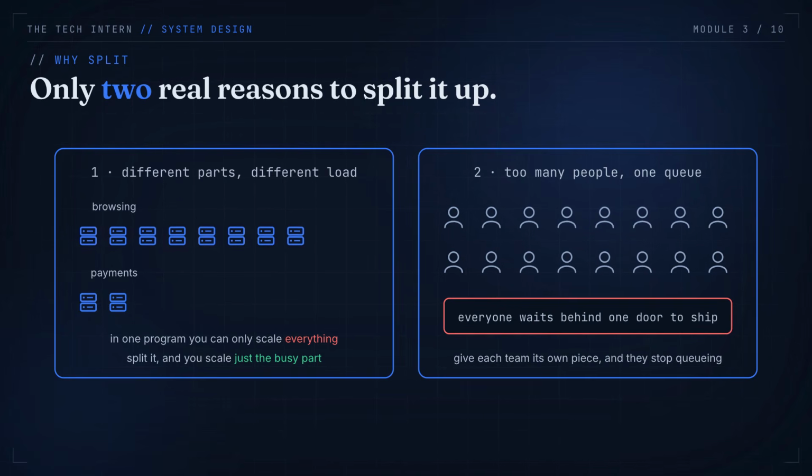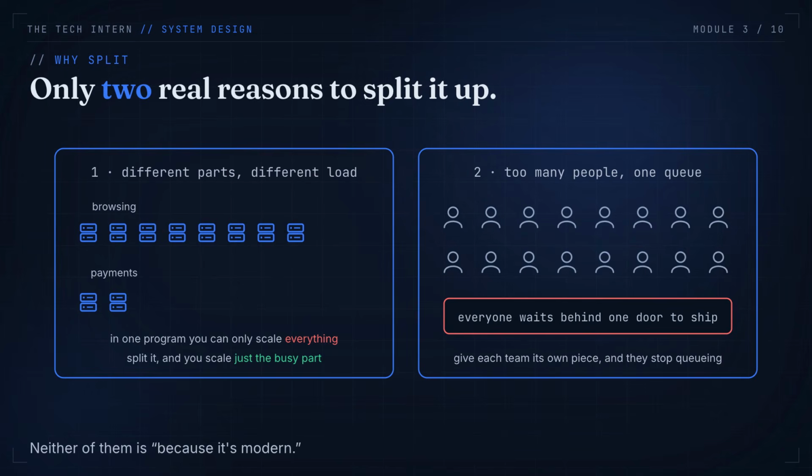And the cost is real. Every one of those network calls can be slow, can time out, can fail halfway through. In a monolith, when something breaks, you read one log file. With microservices, one user tapping order might touch 5 services, and you have to piece the story together across all 5.